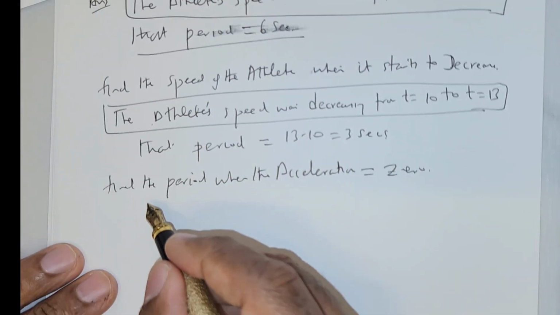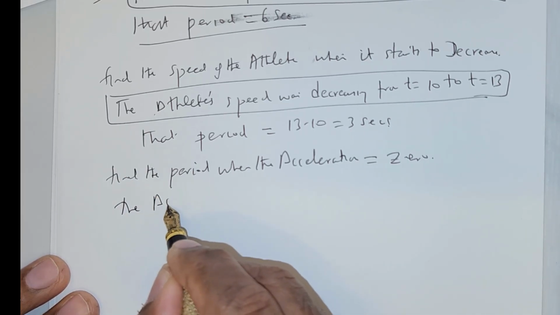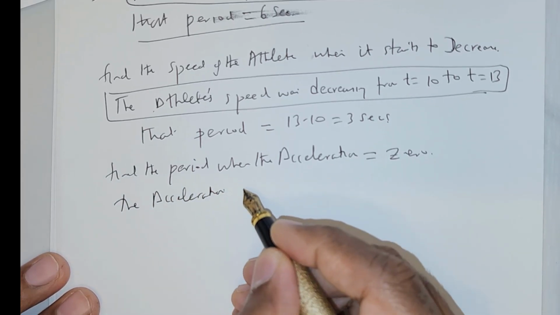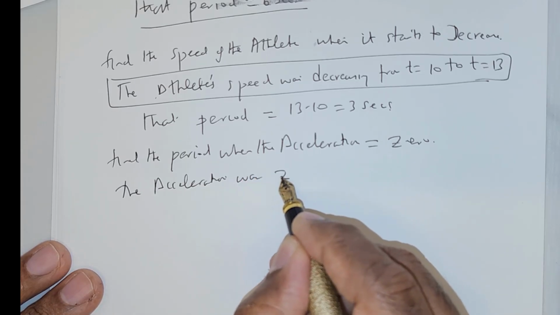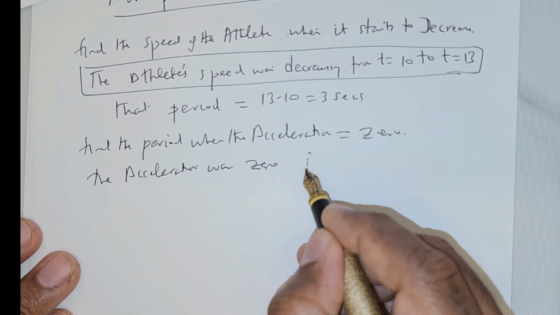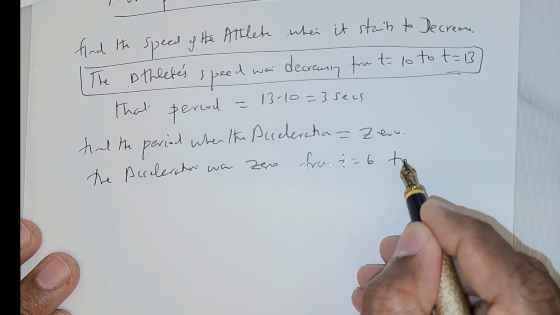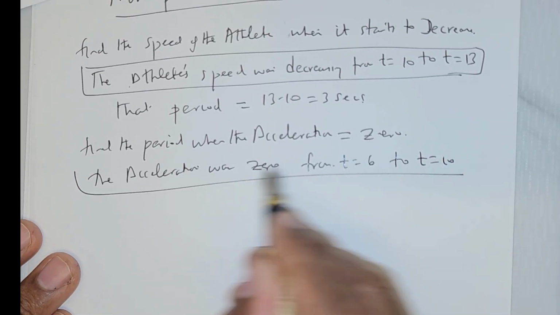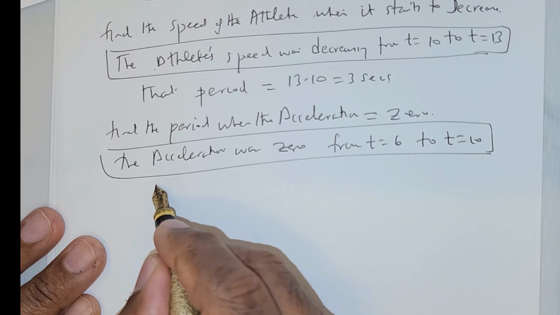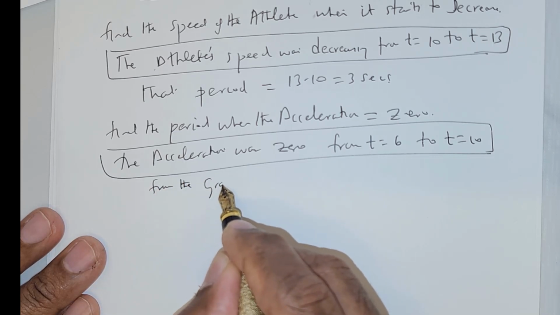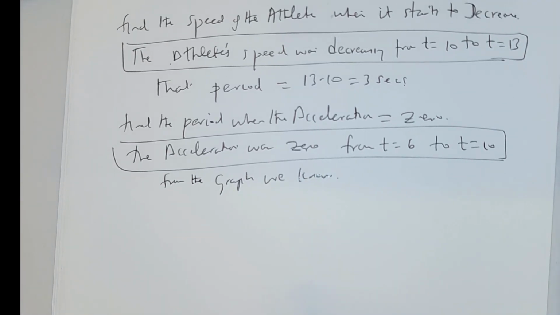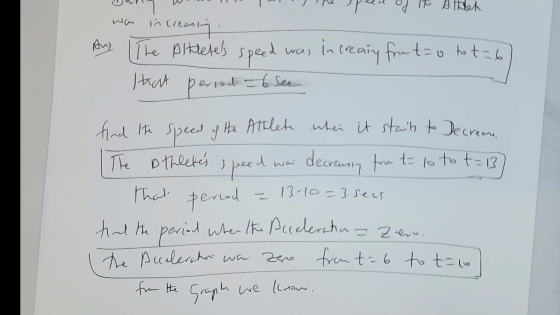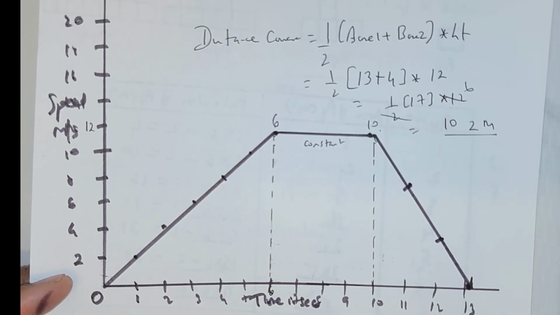Okay, so the acceleration was 0 from t is equal to 6 to t is equal to 10. And you can simply say from the graph we know. You can just write that statement because we are doing all this from the graph. So that is the conclusion for this beautiful question. Let's move on to the next one.